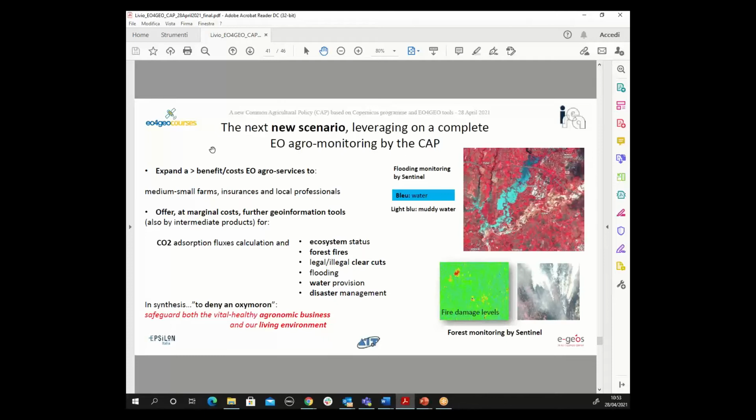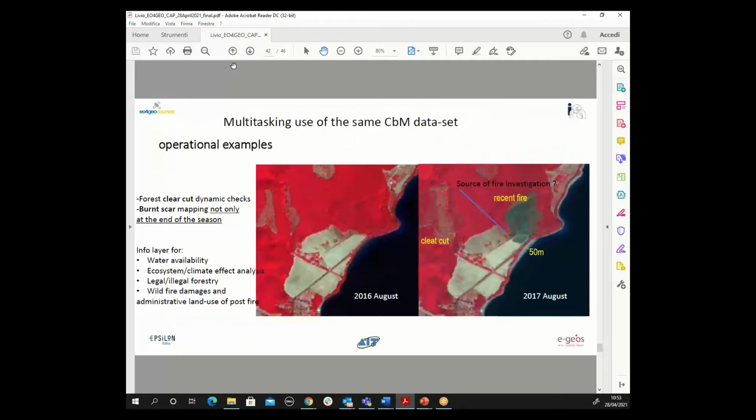so the CO2 absorption fluxes, and using also a lot of information at territorial level, also for civilian protection: flooding, illegal clear cuts in forests, water provision, forest fires, and the balance of the carbon fluxes, and so on. Next.